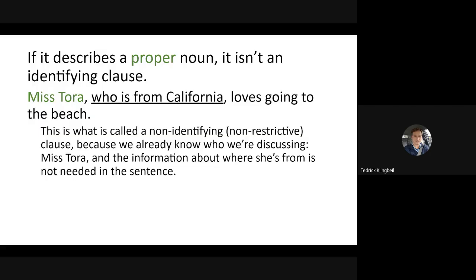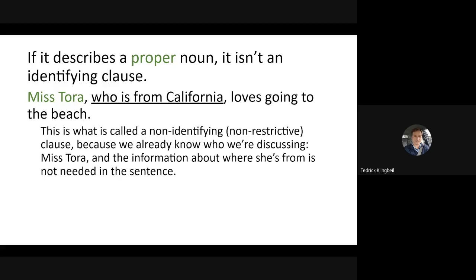So question, why would you say Miss Tora, who is from California, loves going to the beach? Well, it gives you added information in the sentence and makes your sentence interesting. That's one of the whole points of writing, is to write an interesting piece of written work. If your writing is not interesting, then no one is going to want to listen to or read what you have said. You must try to make your writing interesting so that people will want to read it.